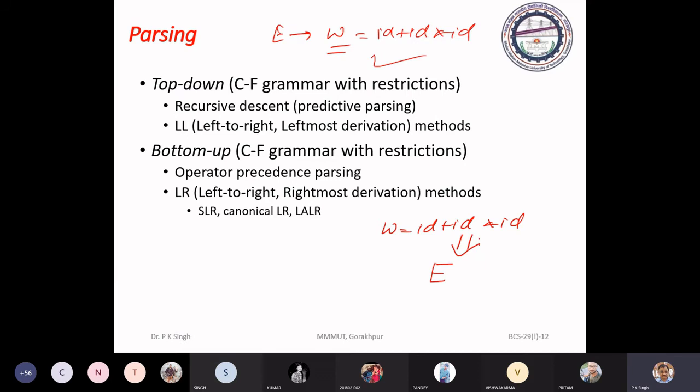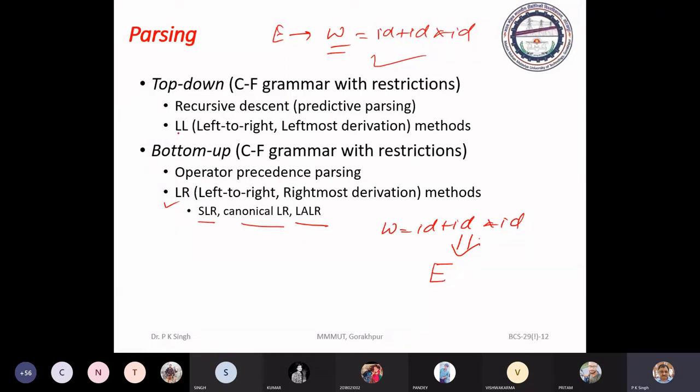Here in bottom-up parsing, we will discuss operator precedence parsing, particularly for the operator grammar we have just discussed. And in general, LR parsing is being used. In LR parsing, we have SLR parsing, canonical LR parsing, and LALR parsing in our course. SLR means simple LR parsing, canonical LR parsing, or look-ahead LR parsing. Okay.